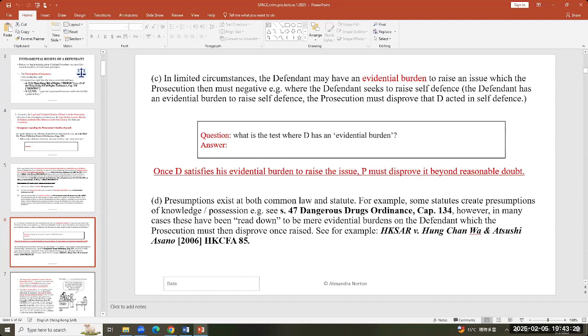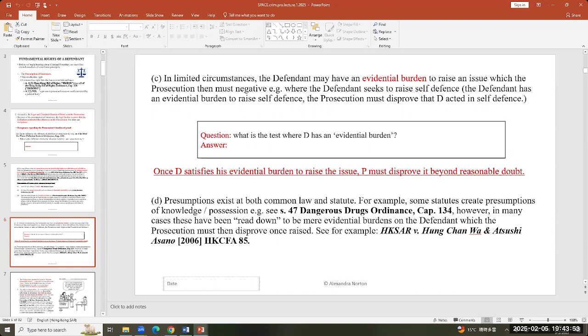Where the defendant has the legal burden of proof in a criminal case, the defendant only has to prove it on the balance of probabilities. So that's somewhere in the middle, right? More likely than not, 51% versus 49%. But a prima facie case is much lower, just some evidence that is not fanciful.